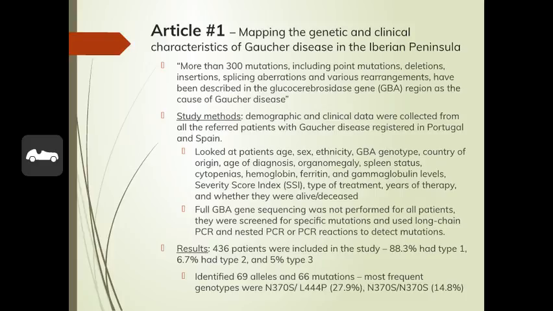The most frequent genotypes were N370S and L444P, which involves 27.9% of the patients, as well as 9370S, which involved 14.8% of the patients. This shows that there are common gene mutations that are causing the Gaucher disease. While there are multiple that cause it, these are the most common.